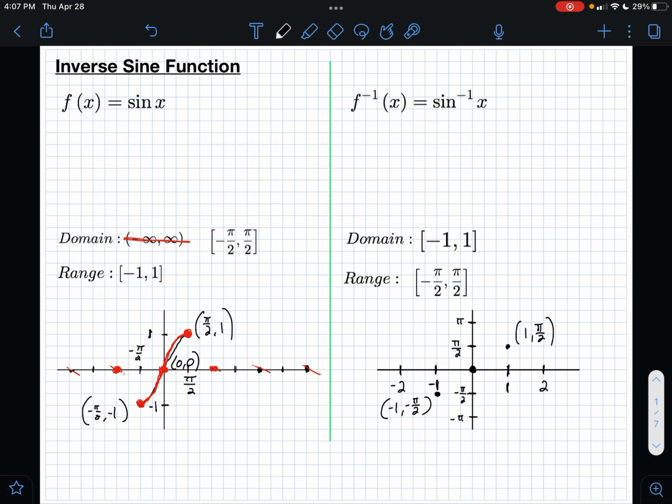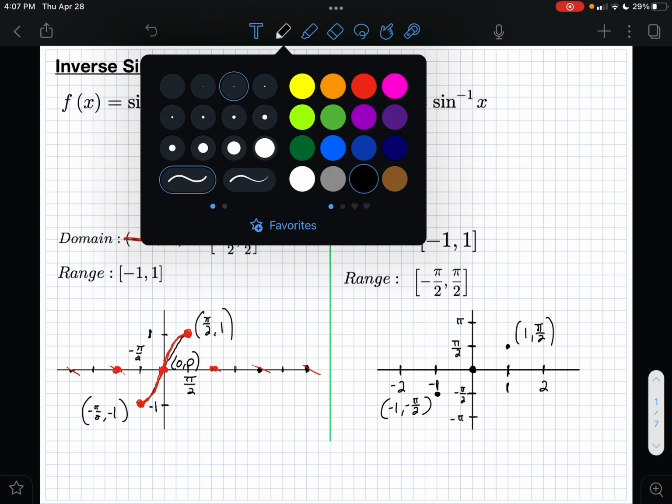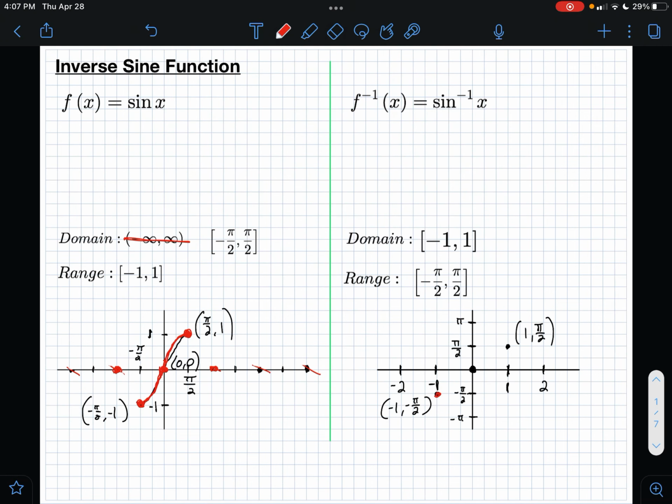So the inverse sine function is going to exist between these 2 points on the ends, and in between, we get a function that looks like this, a little bit like a cubic function, but definitely with those 2 endpoints to either side. And that's the entirety of the inverse sine function.